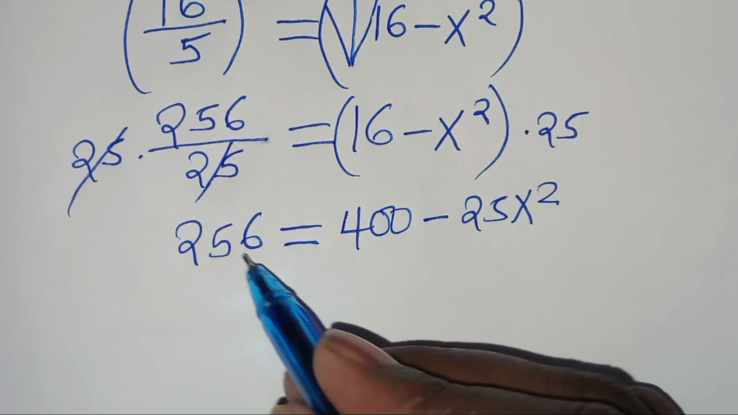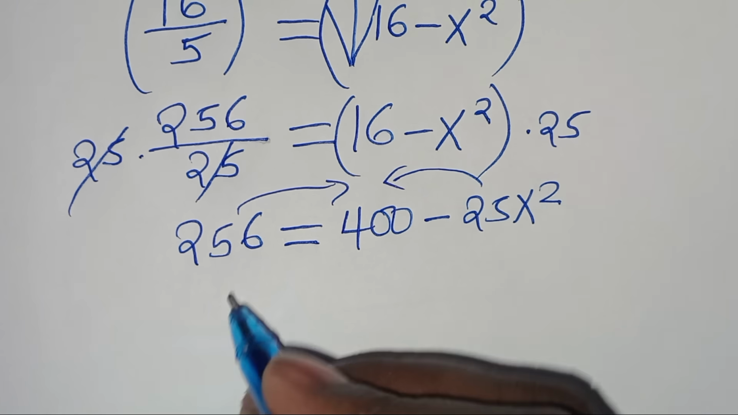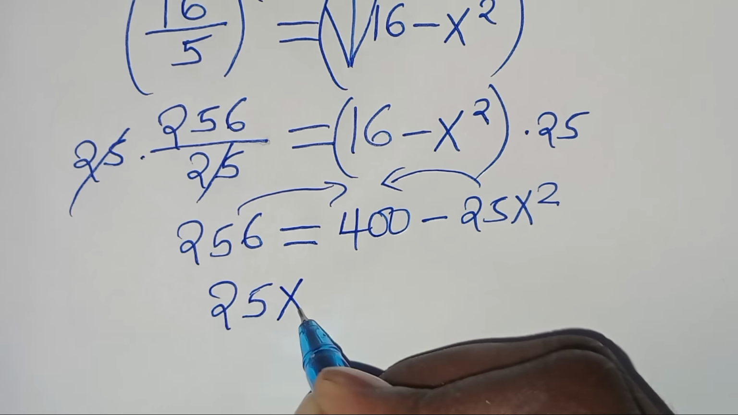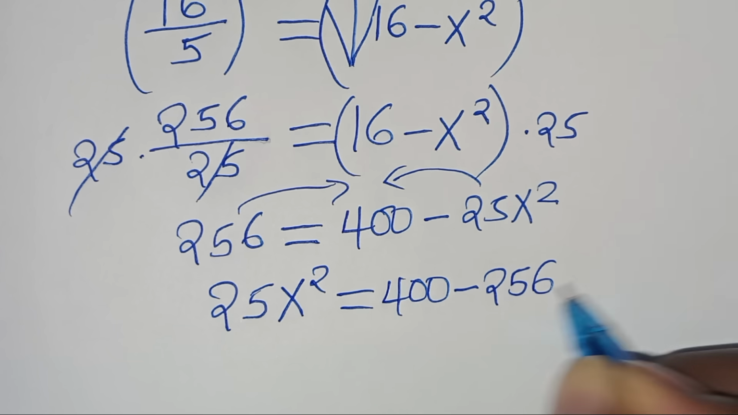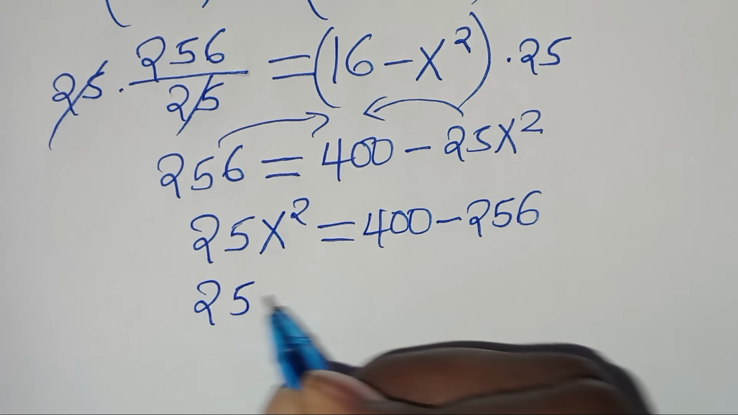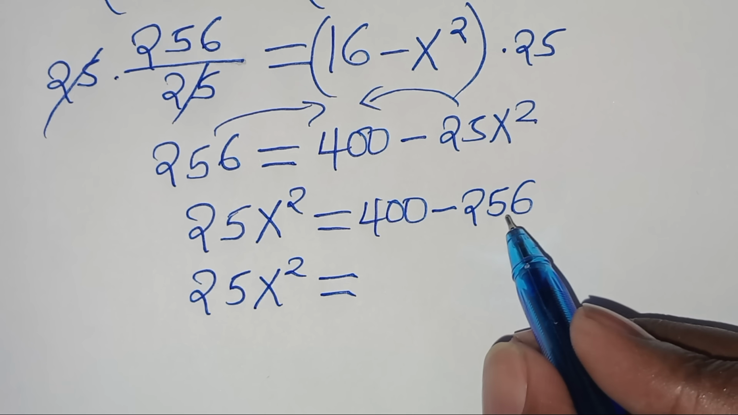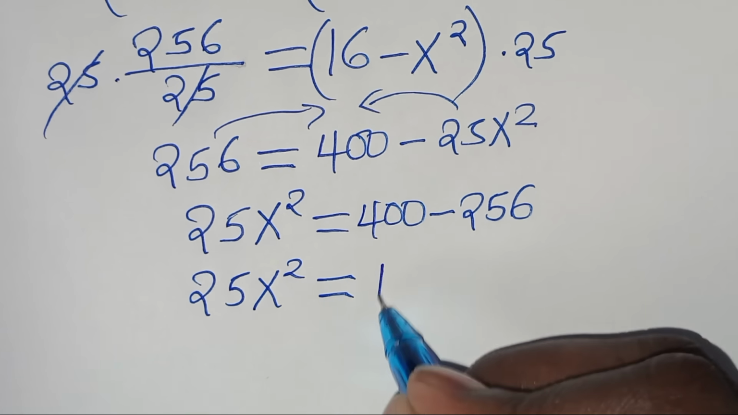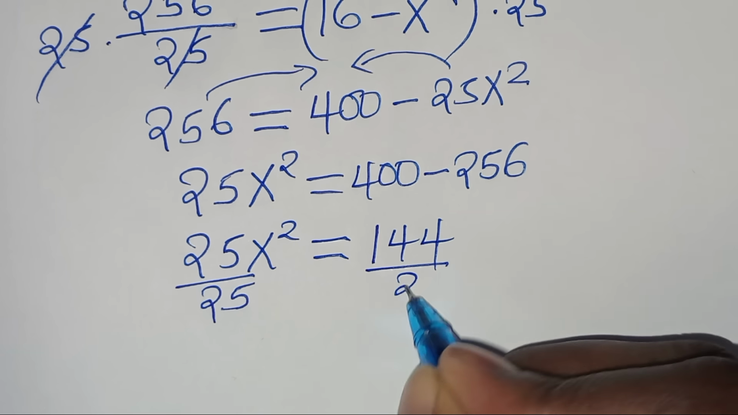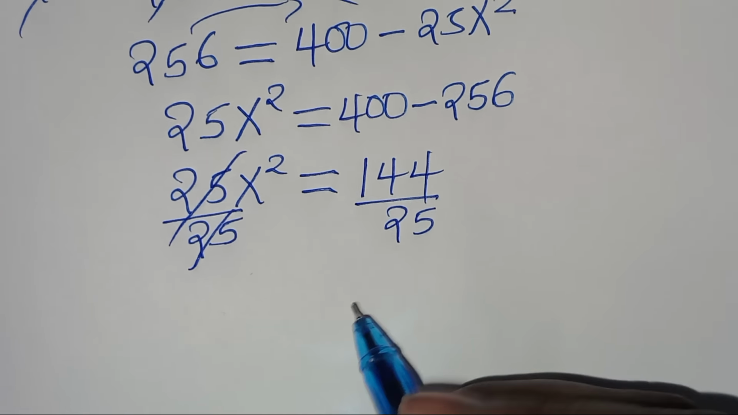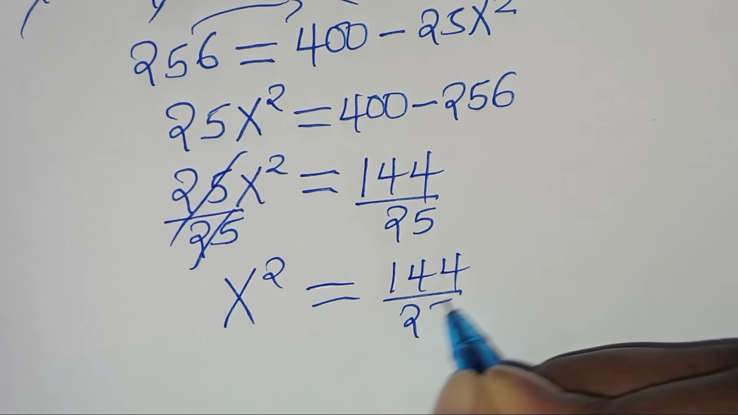Now, from here, let's take 256 to the right hand side and minus 25x squared to the left, with the sign changed. So we have 25 x to the power of 2 equal to 400 minus 256, and this is actually equal to 144. So let's divide both sides by 25, and this implies that x squared is equal to 144 divided by 25.